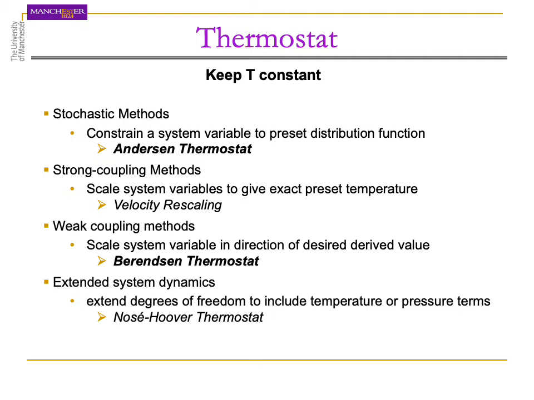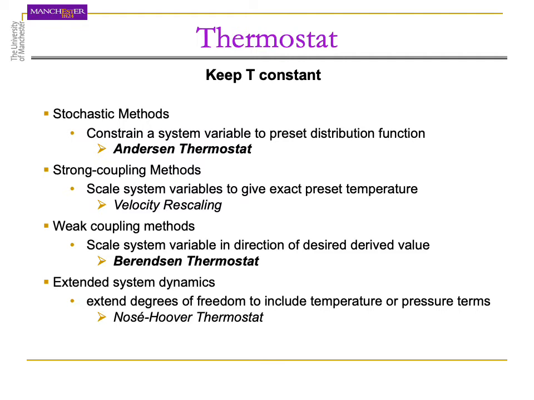Then we have the strong coupling methods, where we scale the system variables to give an exact preset temperature. This is represented by the velocity rescaling. This model is called strong coupling because what we are assuming is that the variation of the temperature given by the contact of our system with the heat bath is instantaneous. So we have instantaneously the variation of the temperature of our system to reach the preset temperature of the heat bath.